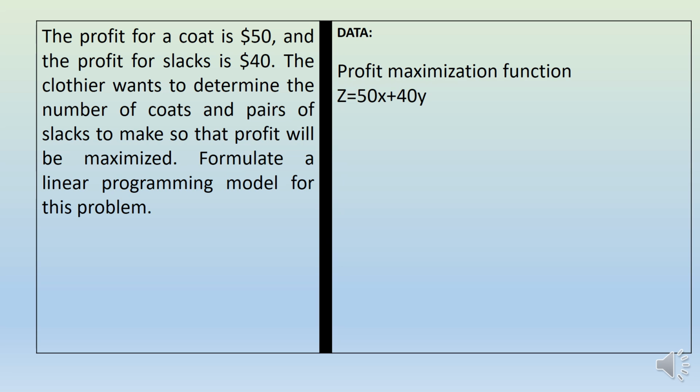The clothier wants to determine the number of coats and pairs of slacks to make so that the profit will be maximized. So now the clothier has to get to know the x and y quantities so that he can maximize profit. You can solve the problem with the graphical method, and you can also solve with other methods, plus you can use TORA or any other software to find the number of coats and pairs of slacks to make so that the clothier can maximize his profit. Thank you.